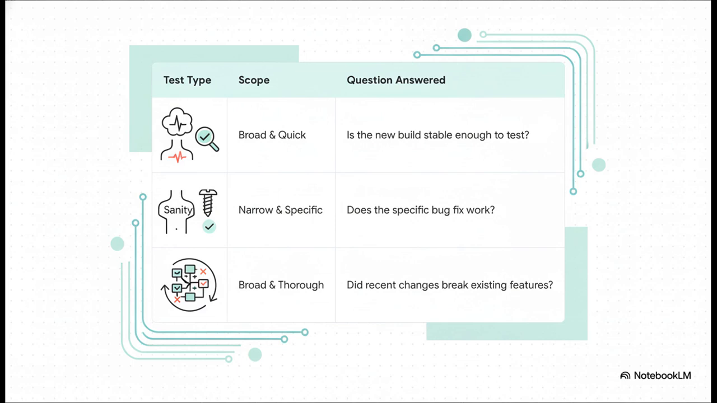And finally, let's clear up 3 tests that get confused all the time because they all have to do with change. The main difference between them is scope. A smoke test is broad and quick. It just asks, is this new version stable enough to even bother testing? A sanity test is super narrow and specific. It asks, did that one tiny bug I just fixed actually get fixed? And then regression testing is broad and thorough, and it asks maybe the most important question of all. Did my recent changes accidentally break something else that used to work?